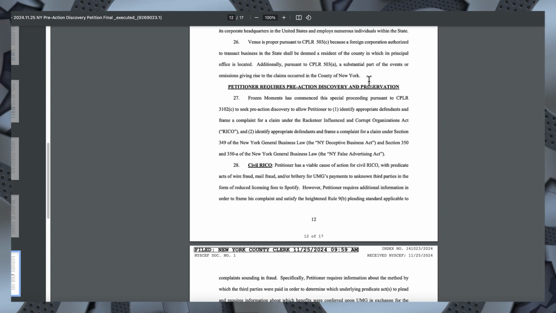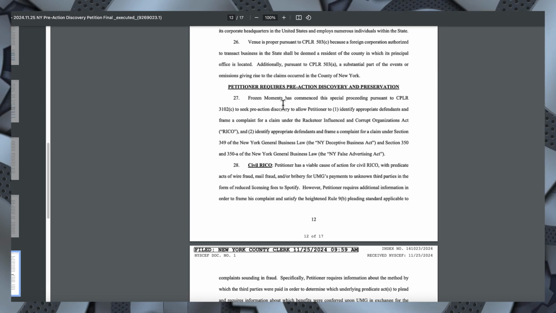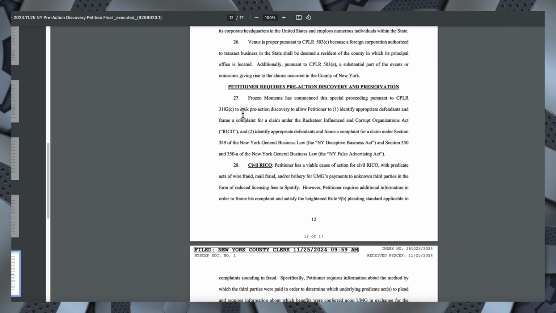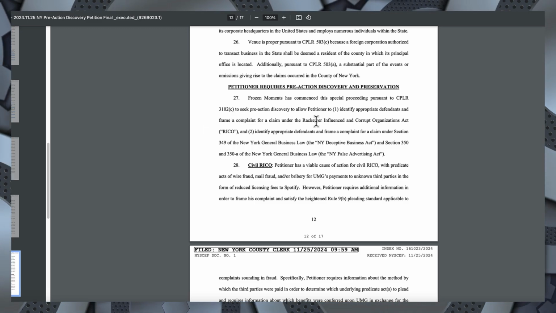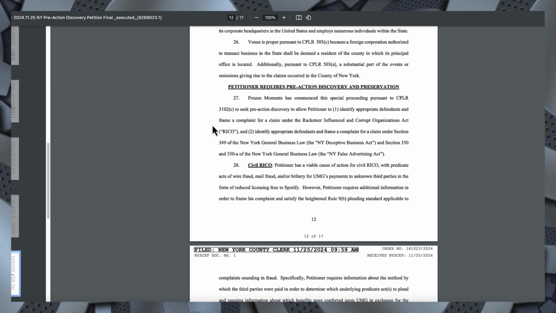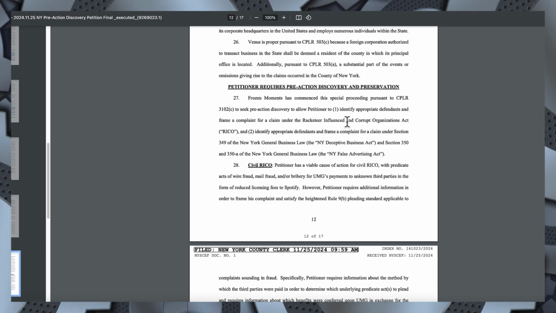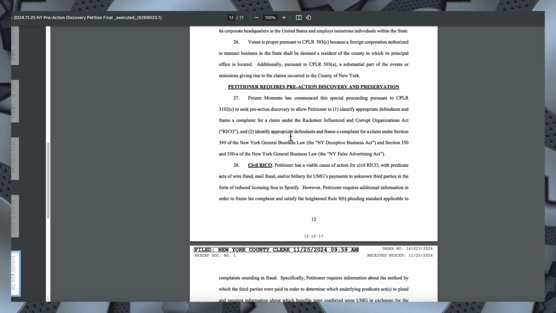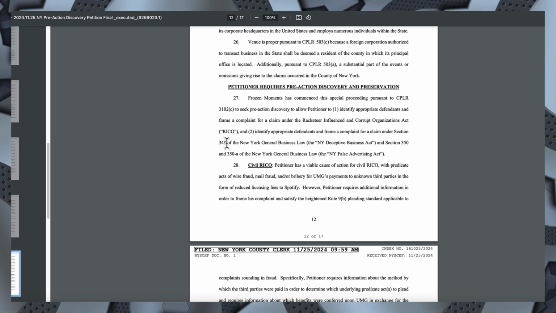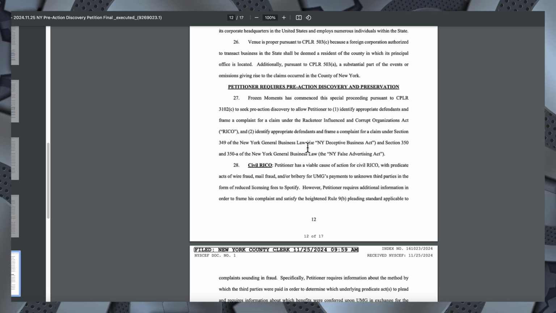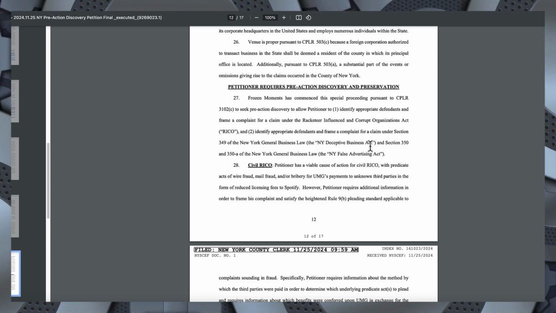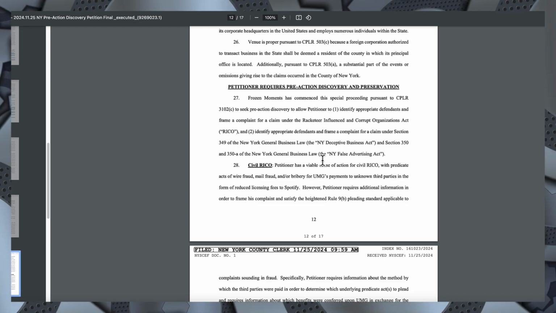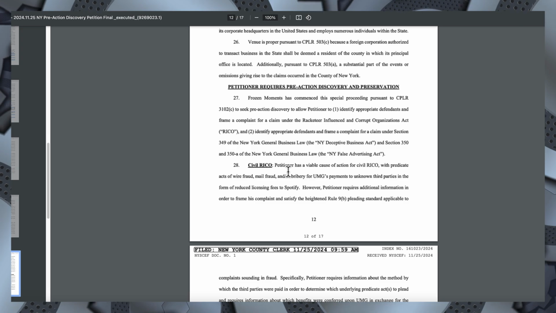Petitioner requires pre-action discovery and preservation. Frozen Moments has commenced this special proceeding pursuant to CPLR 3102 to seek pre-action discovery to, one, identify appropriate defendants and frame a complaint for a claim under the Racketeer Influenced and Corrupt Organizations Act, RICO. And two, identify appropriate defendants and frame a complaint for a claim under Section 349 of the New York General Business Law, the NY Deceptive Business Practices Act, and Sections 350 and 350-a of the New York General Business Law, the NY False Advertising Act.